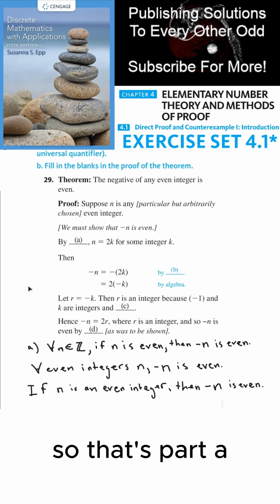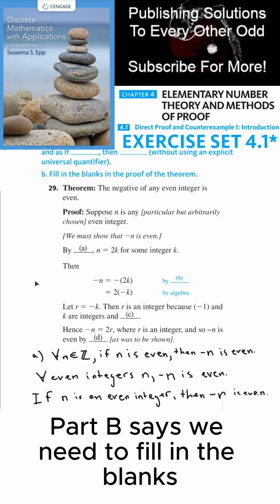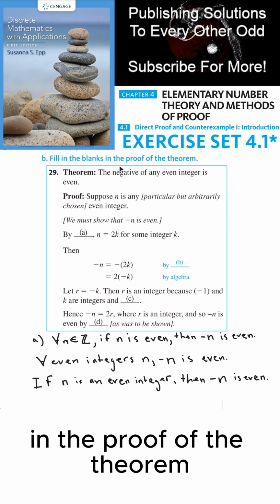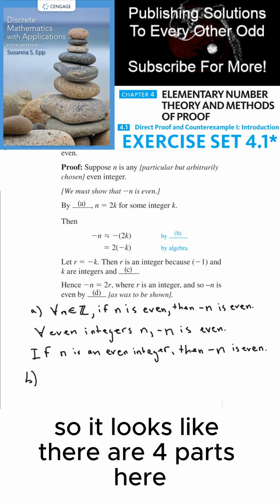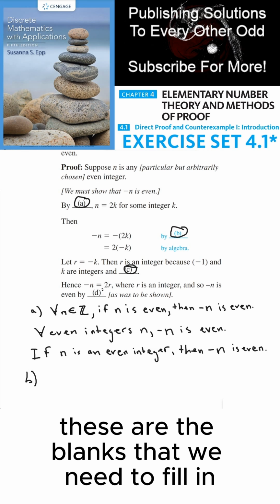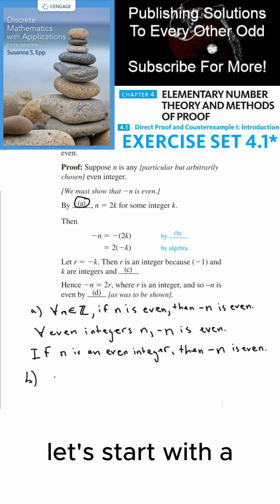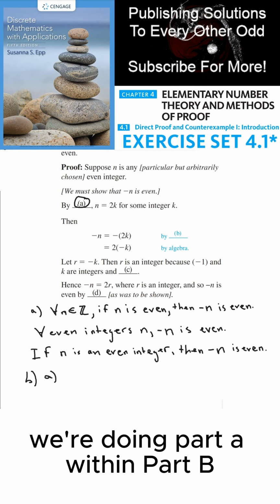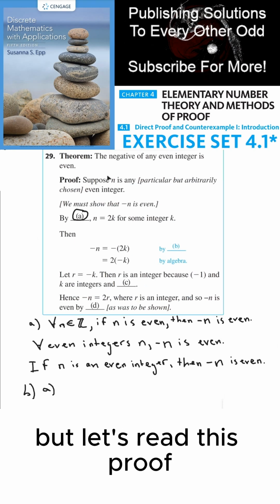So that's part A. Part B says we need to fill in the blanks in the proof of the theorem. So it looks like there are 4 parts here. A, B, C, and D. These are the blanks that we need to fill in. Let's start with A. And keep in mind we're doing part A within part B. It's a little weird, but let's read this proof.